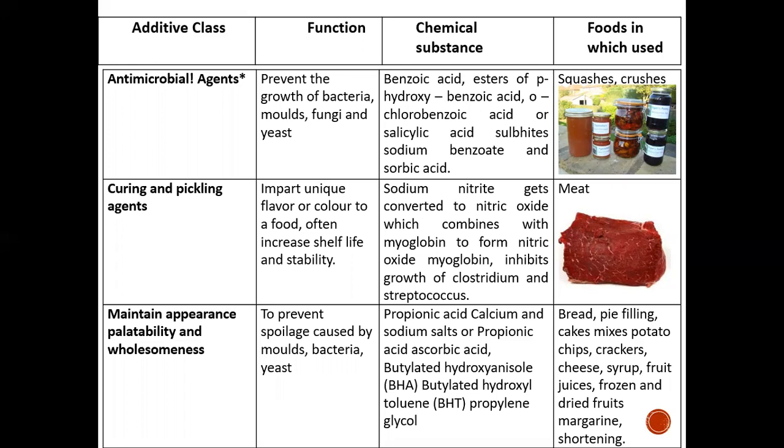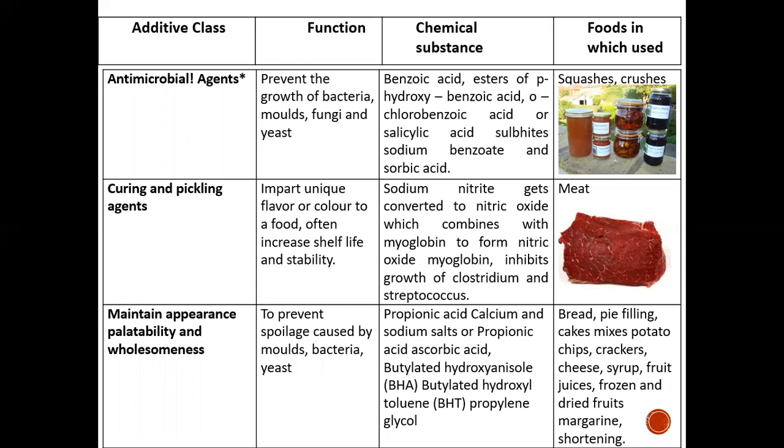Then curing and pickling agents. They add a particular flavor and characteristic, like in pickles, there is a particular flavor to it, and you also increase the shelf life. For example, a very common pickling agent is vinegar. Then salt can be used for pickling. Then in the case of meat, sodium nitrite. Sodium nitrite is used in the preservation of meat.